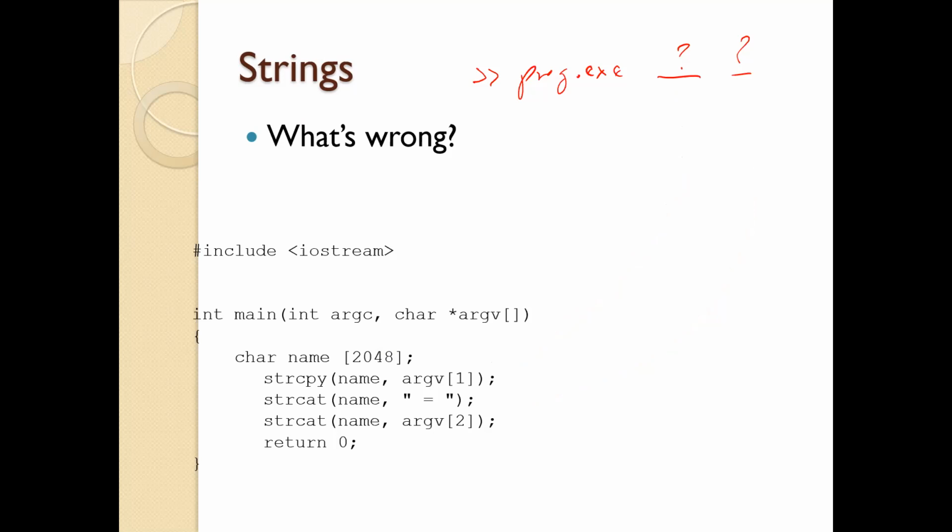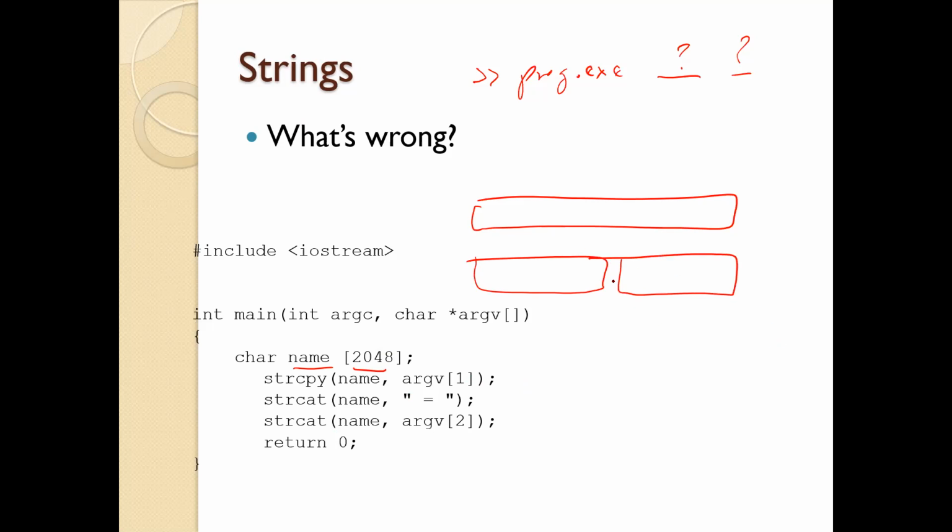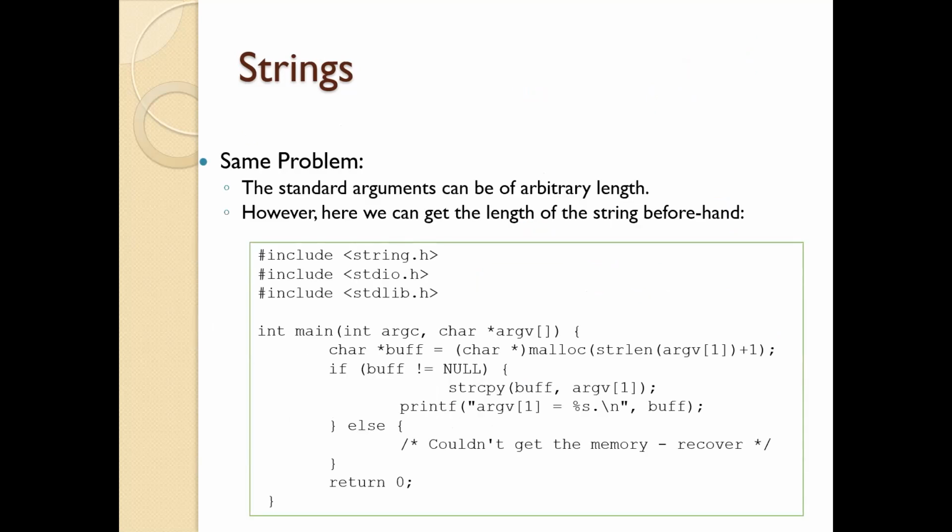So you're right. The other one is to pay attention to this one, right? This name is 2048. But again, you're first of all copying argv1 into name, and then you're concatenating the other one, now with an equal sign somewhere in there. Now what's the problem? This is 2048, but what's the size of this one? I mean, you can type a lot of characters on the terminal, right? So they could potentially be greater than 2048. All right, good.